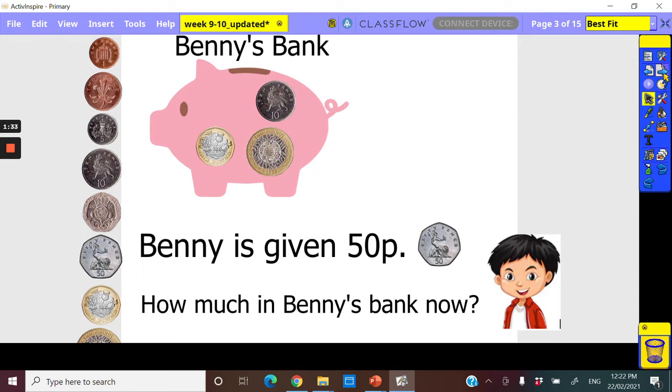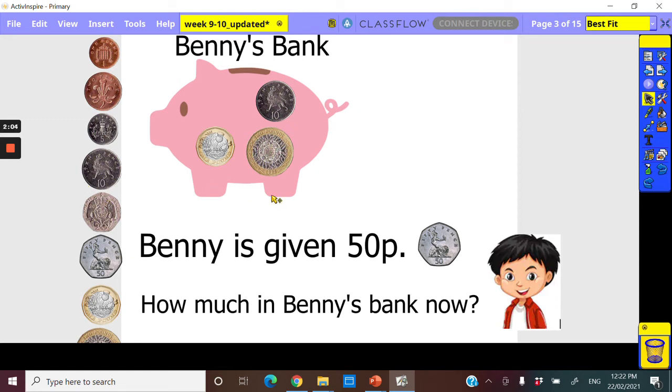Benny has some money in his bank account. He's then given 50p, which is added to the bank account. How much is in Benny's bank now? Press pause while you work out how much is in Benny's bank, add the 50p to it, and then work out how much is in the bank now. Press play when you're ready to check your answer.